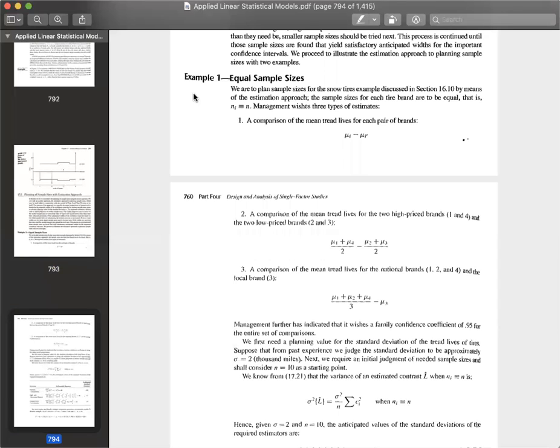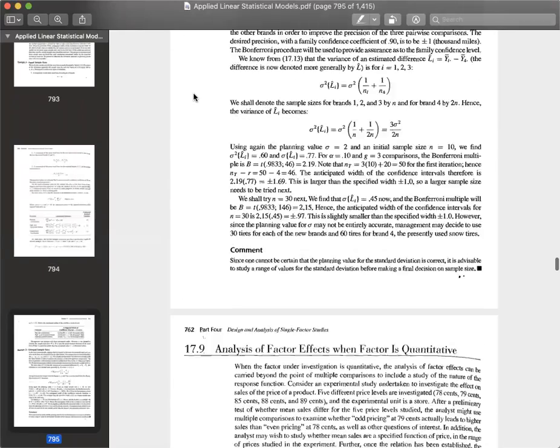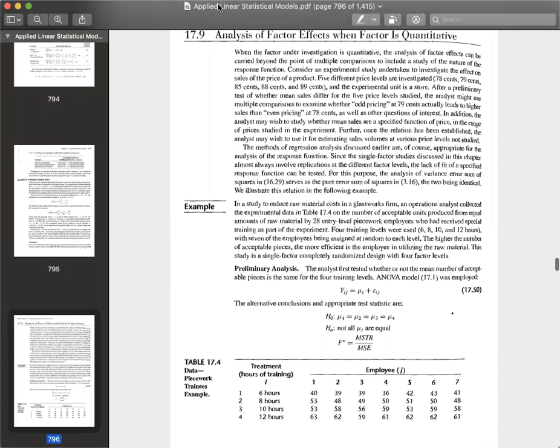Now we go on to the analysis of factor effects when the factor is quantitative. When the factor under investigation is quantitative, the analysis of factor effects can be carried beyond the point of multiple comparisons to include a study of the nature of the response function.